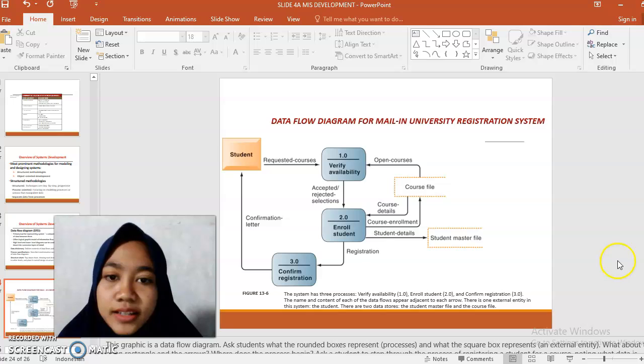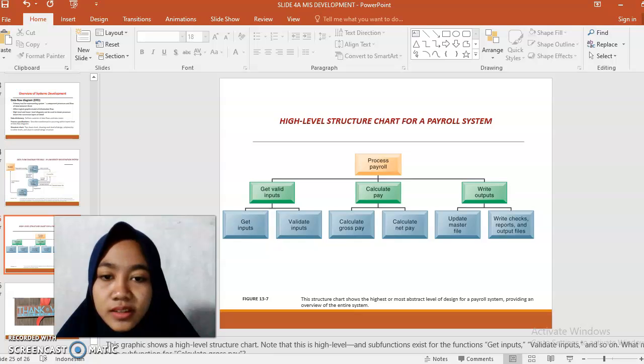This is a data flow diagram for a mail-in university registration system. This is a high-level structure chart for a payroll system.